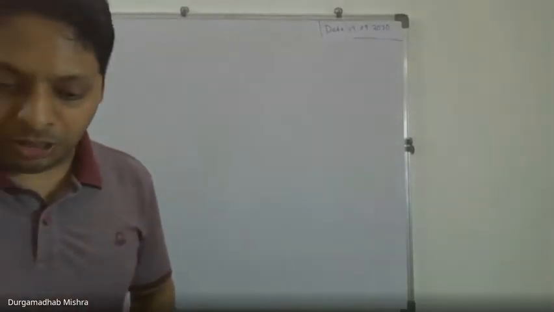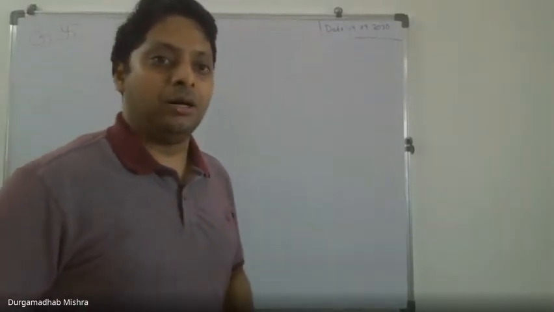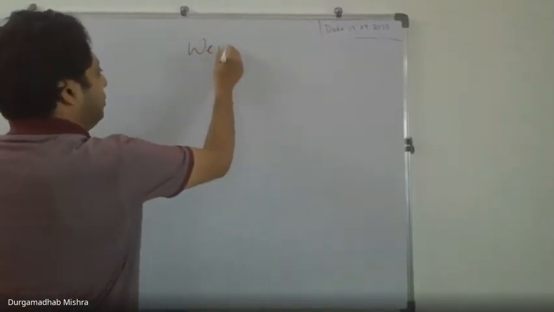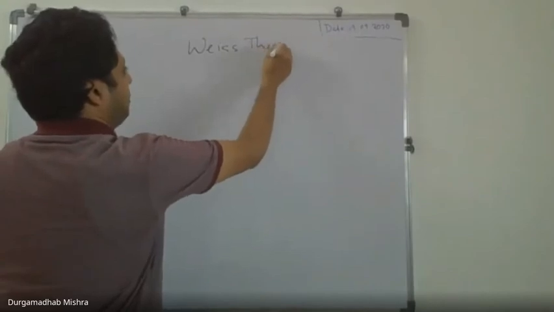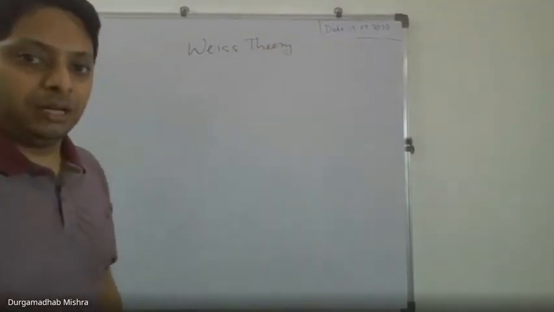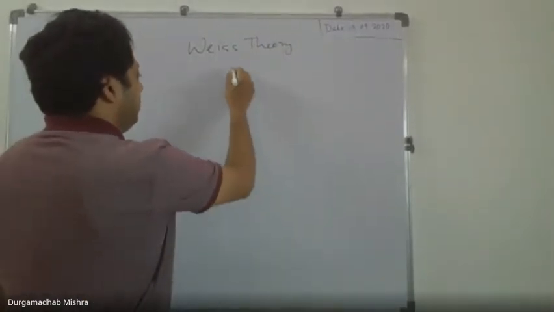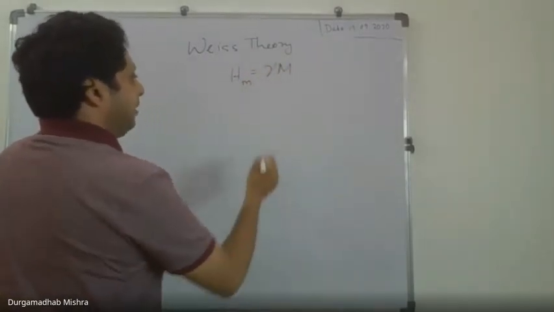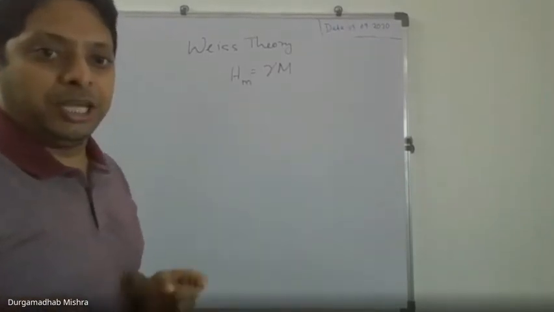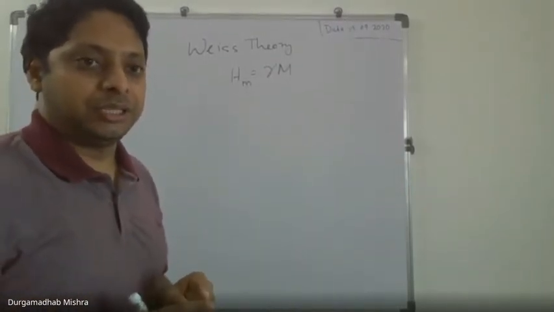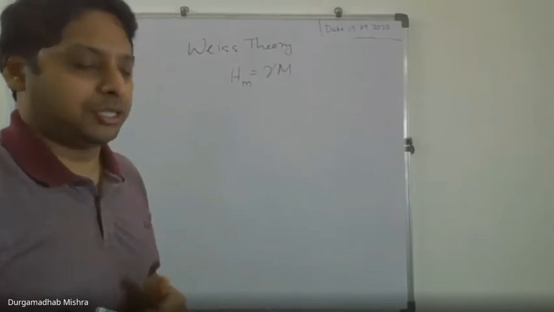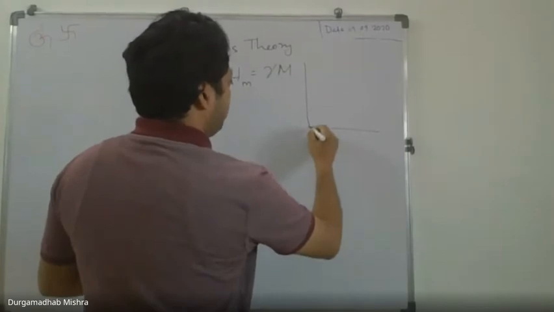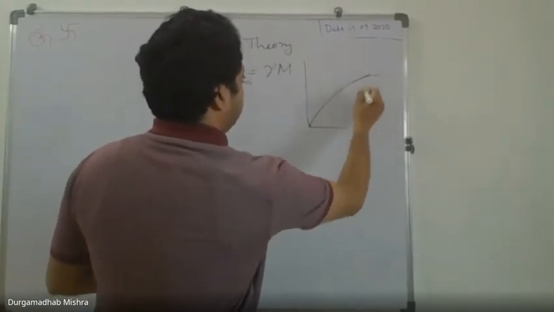So in the morning, we were discussing this. We are continuing with Weiss theory, and what we observed is that you have a molecular field of this order, and then we wanted to see how the magnetization changes as a function of field as well as a function of temperature.